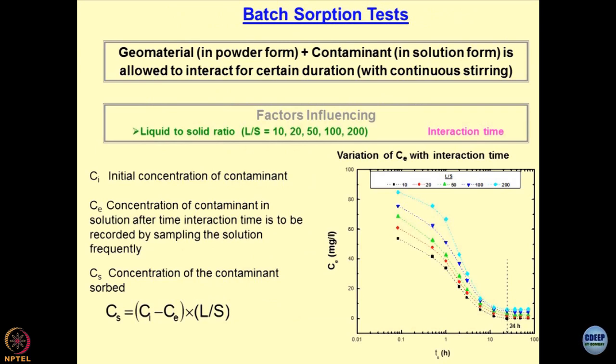So, the batch tests are, you take a certain amount of soil or the geomaterial in powder form, put it in the solution, stir it over a period of time, heat it also if you want, and then create different liquid solid ratios, and then keep on dosing or sampling out from the solution and see what concentration of chemicals is getting sorbed onto the solid phase. So, this is what I was discussing. CS is the concentration of the contaminant in the sorbed form, which can be obtained by subtracting whatever is the concentration in the solution after equilibration from the initial concentration, multiplied by L by S. So, this is how we do these tests.